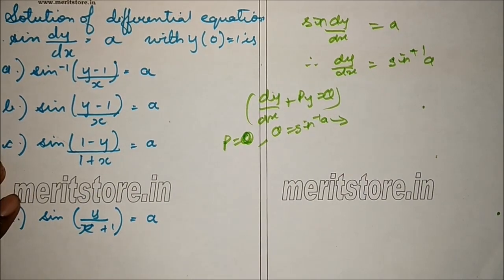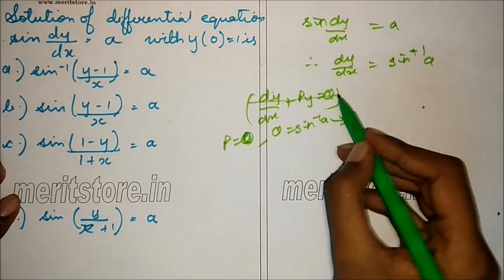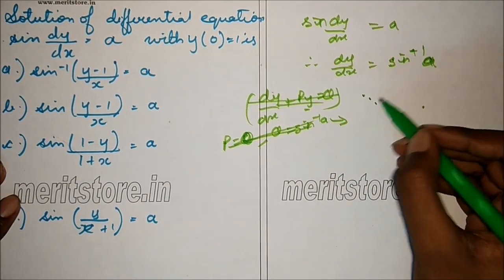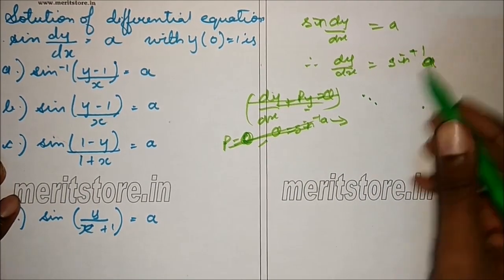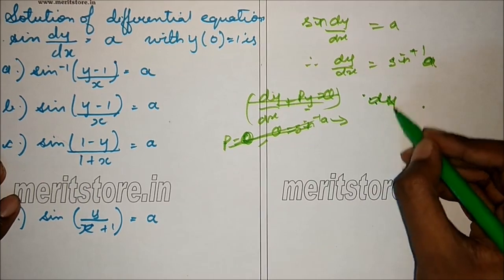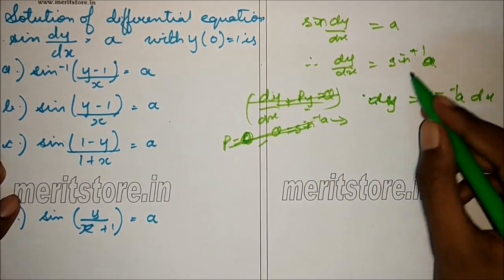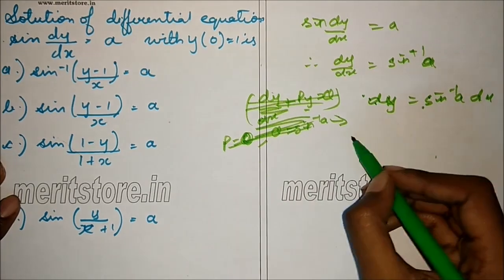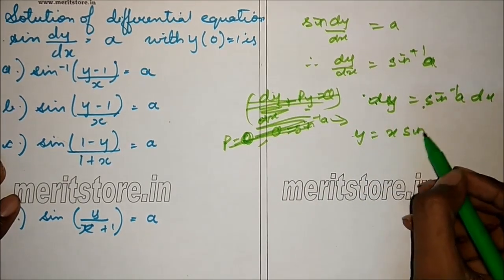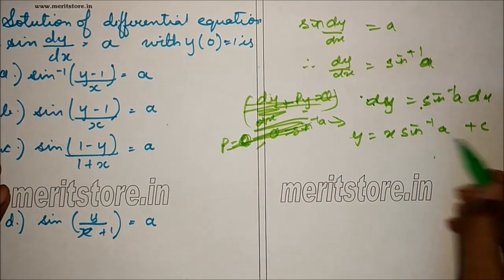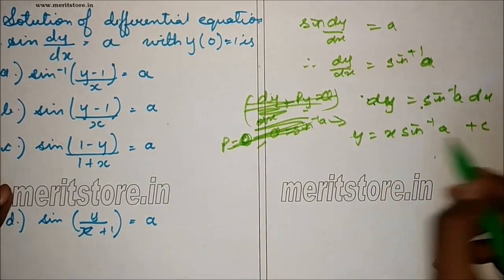We don't need this right now. Okay, so we bring x terms to one side and y terms to the other side. So dy will be equal to sine inverse of a into dx. So integrating both sides, we get y equals x into sine inverse of a plus c. So this is what we got after integration.